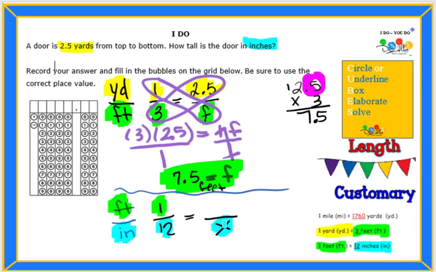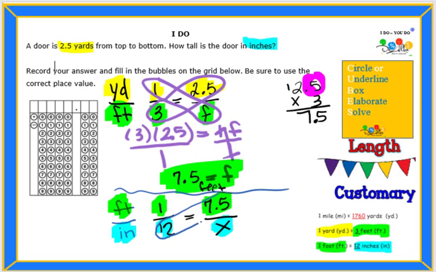Very good. We already converted the yards that they give us in the story problem into feet. So the feet is right here, 7.5. Excellent work. So we're going to put that here. 7.5 feet is what we have. And now we're going to do the same thing. We're going to use cross products.